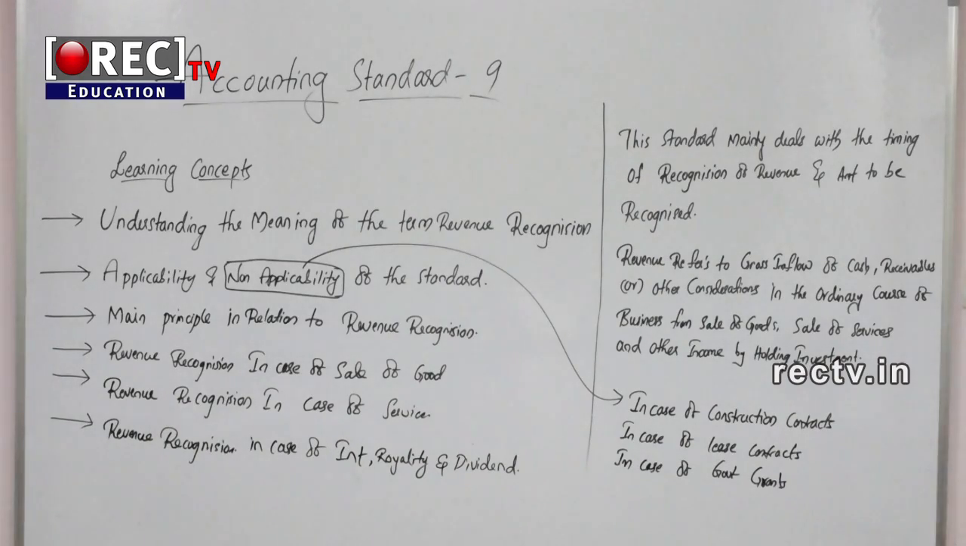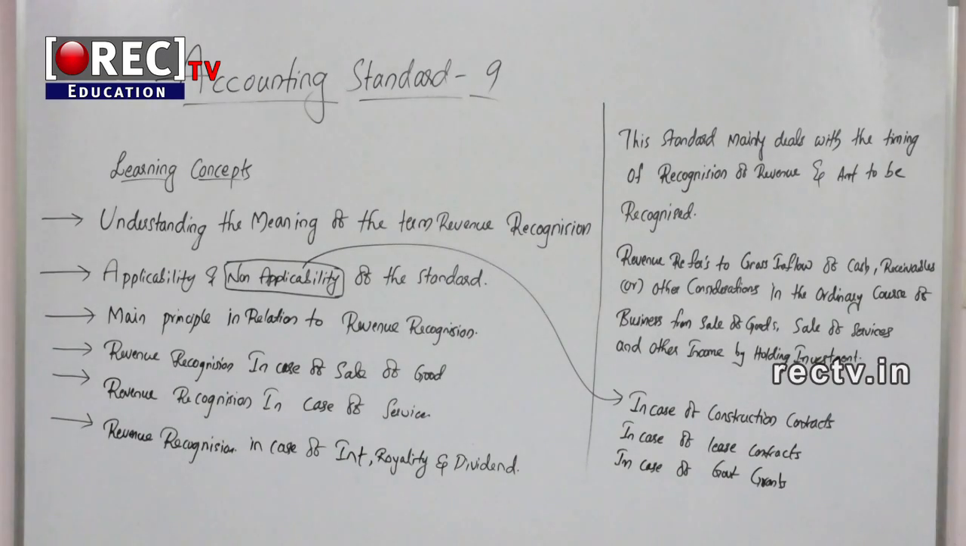Now we are going to discuss Accounting Standard 9. This deals with revenue recognition. In this standard we have learning concepts: understanding the meaning of the term revenue recognition, the applicability and non-applicability of the standard, main principles in relation to revenue recognition, revenue recognition in case of sale of goods, revenue recognition in case of services, and revenue recognition in case of interest, royalty and dividend.